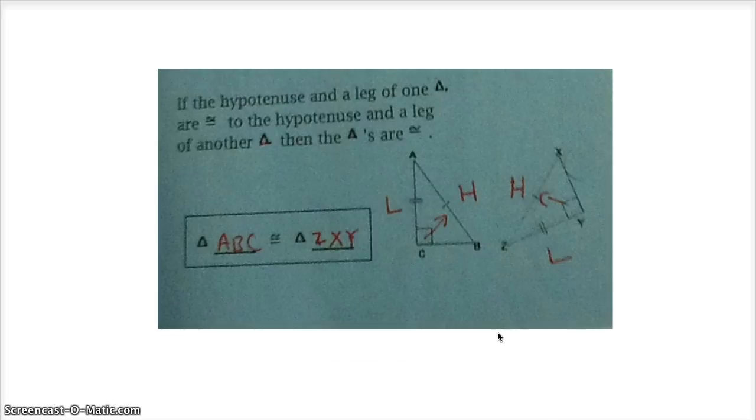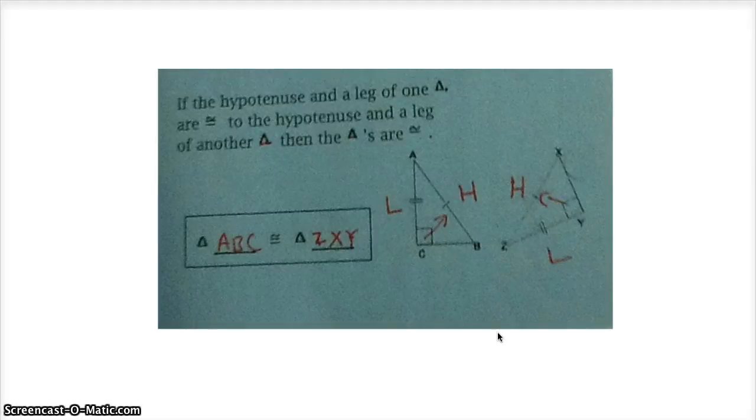Okay. The last one is a hypotenuse leg. It is only for right triangles. Let me say that one time. The hypotenuse leg is only for right triangles. If the hypotenuse and leg of one right triangle are congruent to the hypotenuse and leg of another right triangle, then the triangles are congruent. Remember, the hypotenuse is the side across from the 90-degree angle, and the leg is either of the other two sides left over. Okay.